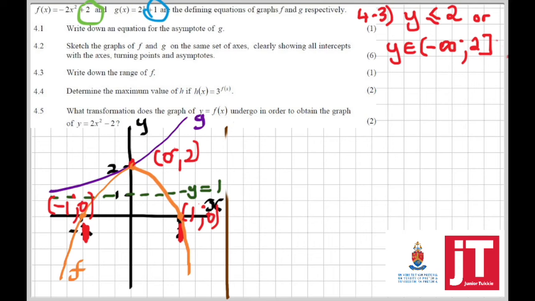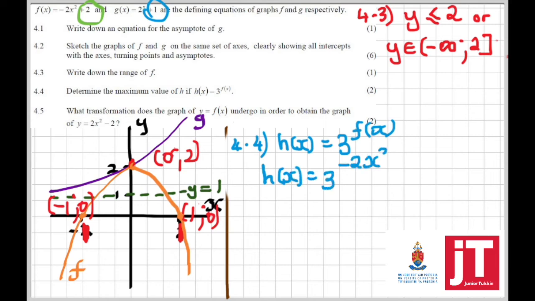Determine the maximum value of h if h of x is equal to 3 to the power f of x. So if we reproduce that, h of x is equal to 3 to the power f of x. But what is our f of x? Our f of x is negative 2x squared plus 2, so h of x is equal to 3 to the power negative 2x squared plus 2. But what we know about the graph of f of x is that it has a maximum at 2.